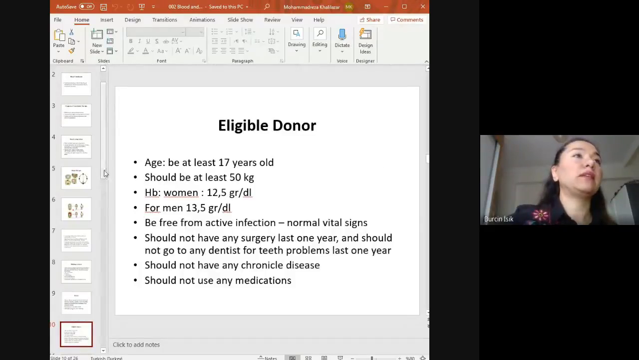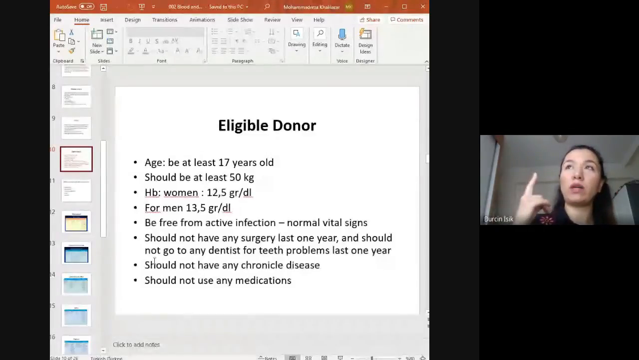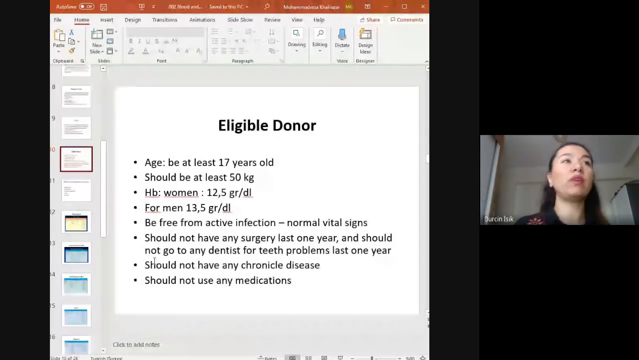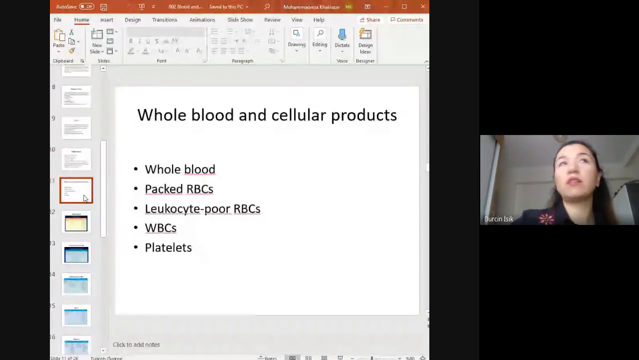Another important thing about the donor: they should be at least 17 years old and at least 50 kilograms. In women, hemoglobin should be higher than 12. In men, higher than 13 and a half. And the donor should not have, for example, dental problems: I went to the dentist within one year before, or had surgery within one year before. And before that, you must check the patient's vital signs.